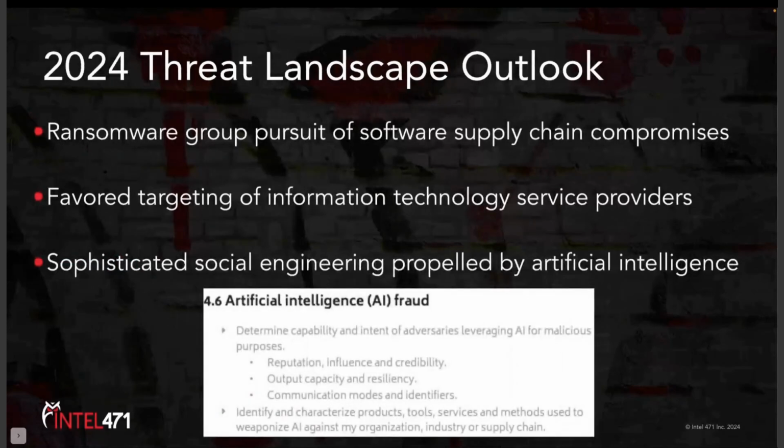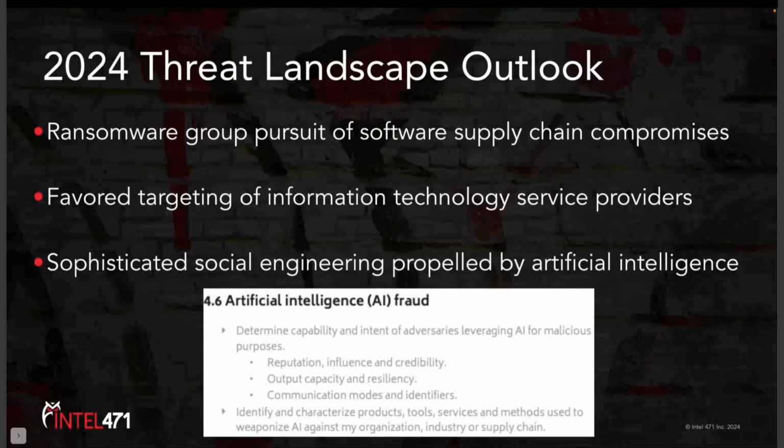And then just to finish up here today, as we're looking at 2024 and the threat landscape outlook, it is less about looking for new and novel techniques or attacks that will be coming out, and instead really just an acceleration of what we saw within 2023. And so certainly, I think ransomware groups and other advanced cyber actors are going to continue to pursue software supply chain visibility, access, and compromises.